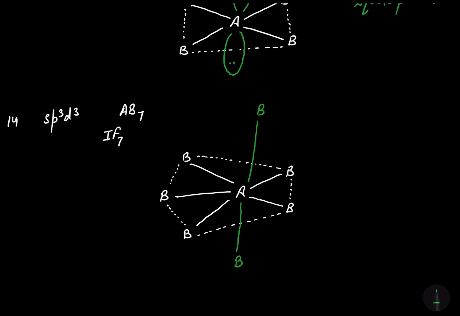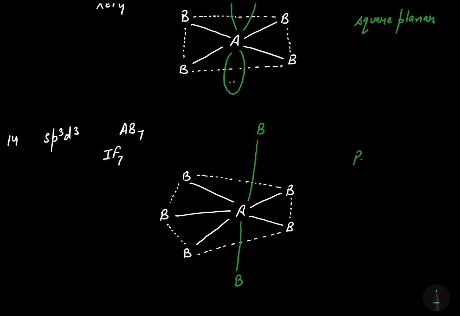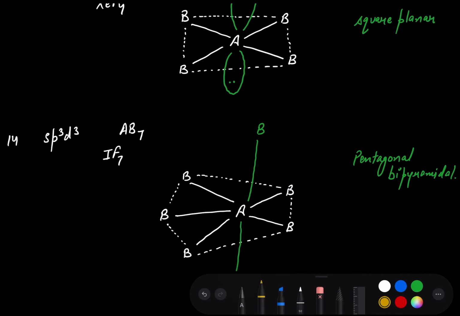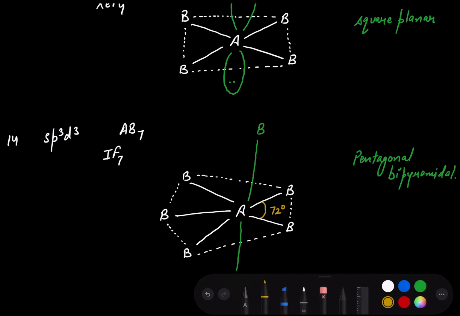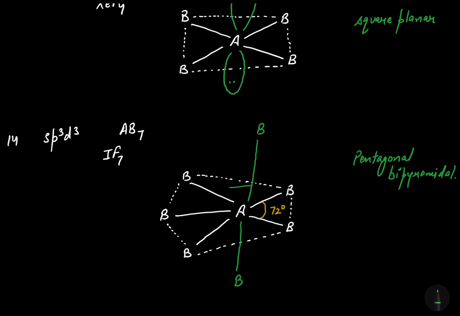So this type of geometry is called pentagonal bipyramidal. The geometry is pentagonal bipyramidal. Let me talk about the angles over here. All angles over here are, first of all, on the equatorial plate, that's 72 degrees. All are 72 degrees, and the angle formed between the axial position and the equatorial plate is 90 degrees.